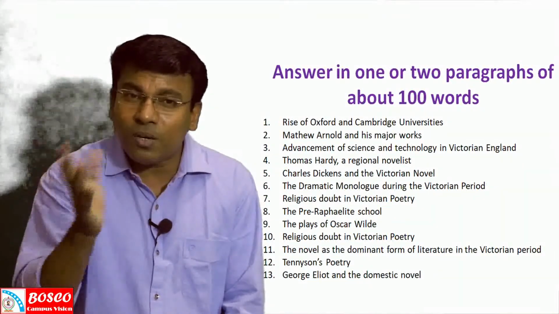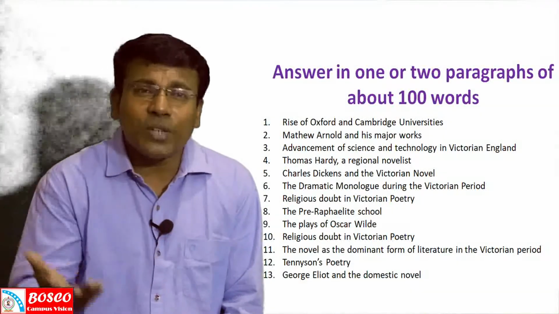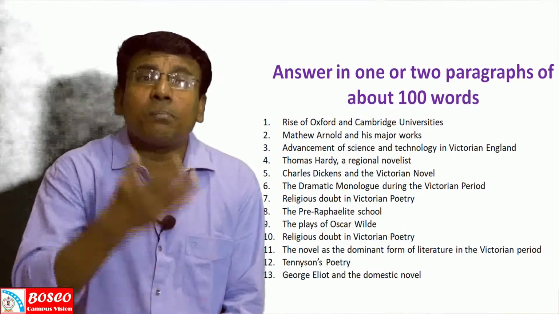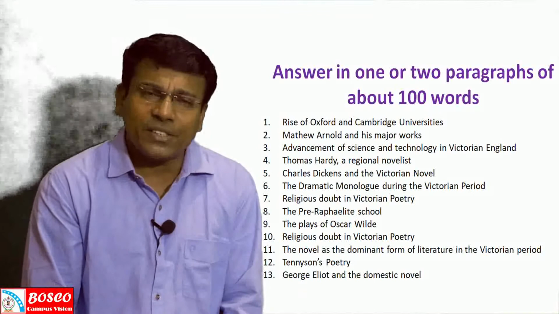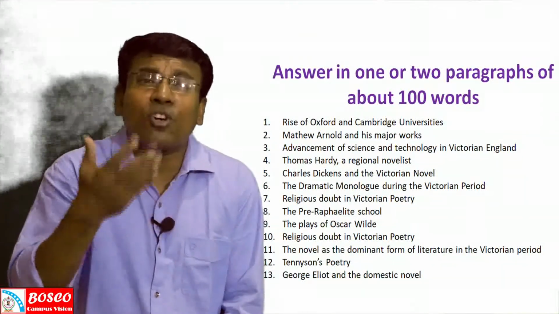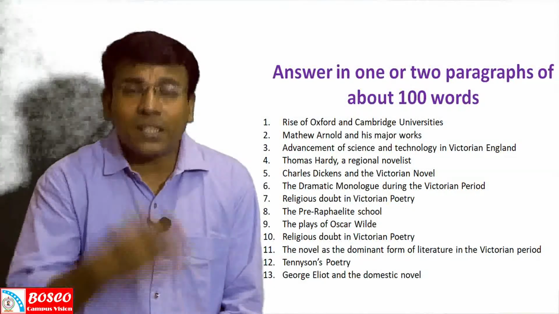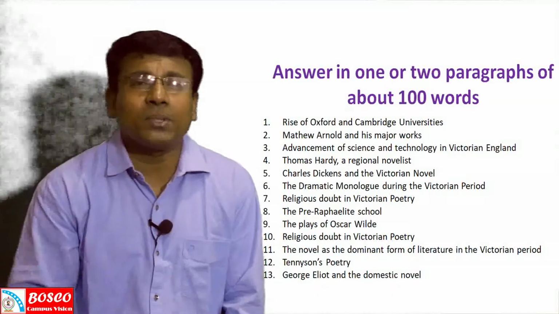Religious doubt, we have talked about science and religion, the tension between them, skepticism, doubt, etc. The eighth question, the pre-Raphaelite school. This question is repeated in almost all the question papers, pre-Raphaelites. The ninth question, the plays of Oscar Wilde, the important four comedies of Oscar Wilde. The 10th question, religious doubt in Victorian poetry. Once again a repeated question.